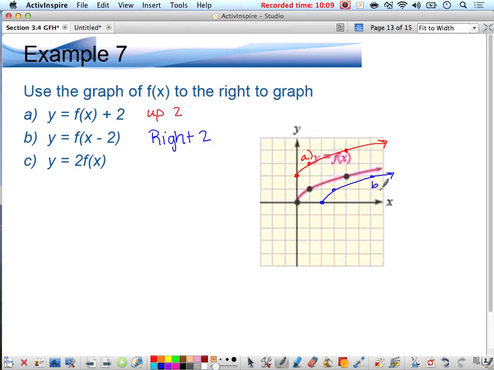Finally, part C takes every point on the original, and what does it do? It stretches the y values by 2. We said the stretch is 2. So it multiplies the y values by 2. So for the original, this point will stay 0, 0. But the point 1, 1 will become 1, comma 2. And the point 2, 2 will become 2, comma 4. So it actually makes a weird, like, bigger graph right there. And that's part C.